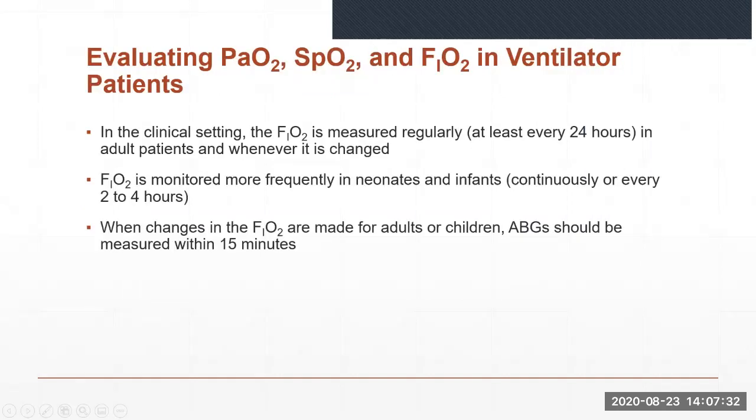The FiO2 should be measured at regular intervals or continuously if possible to ensure that the patient is receiving the appropriate concentration of inspired oxygen. When changes in the FiO2 are initially made for adults or children, ABG should be measured within 15 minutes, although some clinicians choose to obtain a sample after 30 minutes.